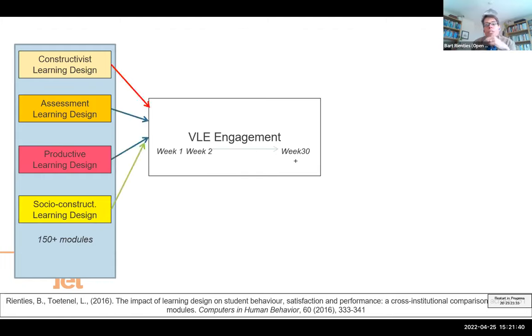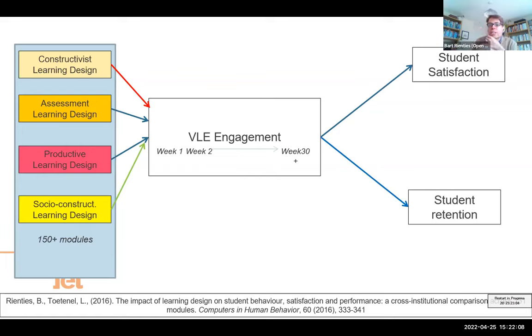And what we found was that there was a positive predictive value in terms of how teachers design courses and what students were actually doing. So if you design lots of individual learning activities, students tended to work slightly less over time. While if we put students into groups, it seemed that students were spending more time over time in the virtual learning environment. And what we found was that this did not significantly predict whether or not students were happy about the course or whether they were able to pass the course.